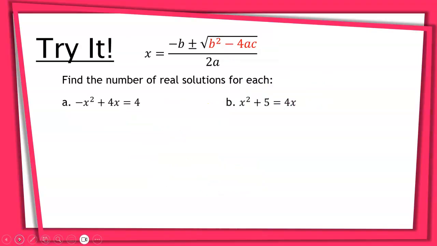All right, go ahead, I have 2 more examples for you. See if you can find the discriminant. First, make sure that you are setting your equations equal to 0, and then you can go ahead and find your discriminant. Based off if that number is positive, negative, or 0, that will tell you how many real solutions you have. When you're ready to check your answers, go ahead and unpause the video.